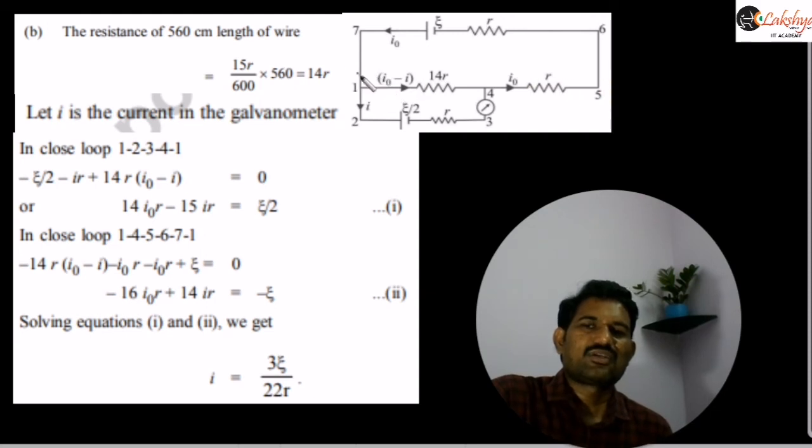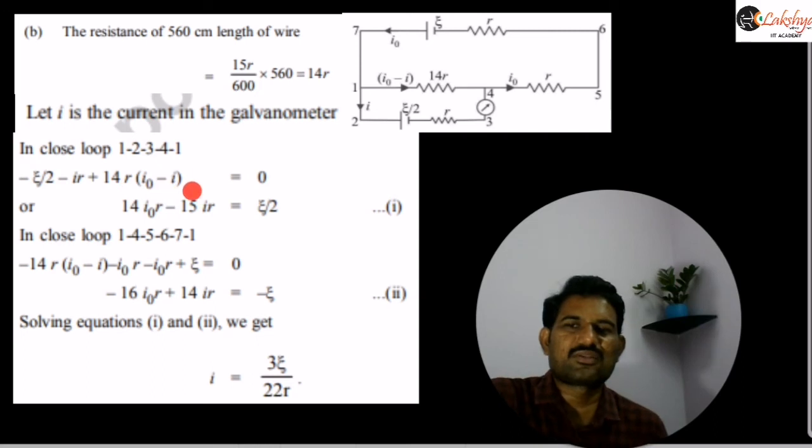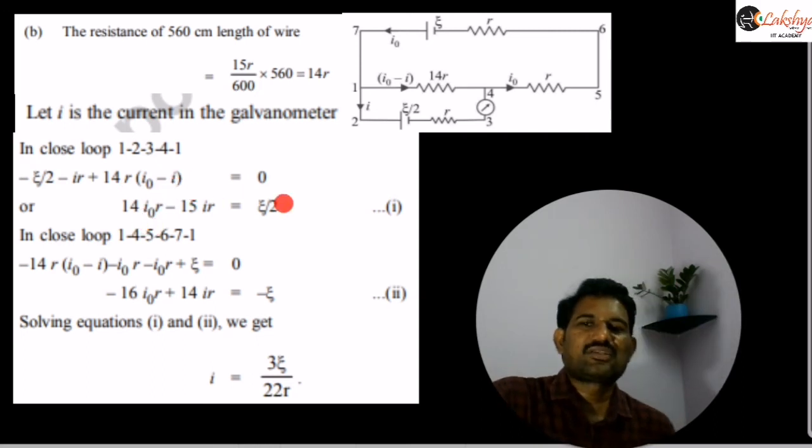Now just apply Kirchhoff's laws here. By applying Kirchhoff's laws you can calculate this I value. First we apply it for this loop, that is 1, 2, 3, 4, 1. So this is minus E by 2 minus IR. Here the voltmeter is taken to be ideal, there is no resistance of the voltmeter because it is not mentioned in our data. Then this is the resistance of this wire, plus, since we are traveling in the opposite direction, plus 14R into I minus I naught minus I. So this is one equation.